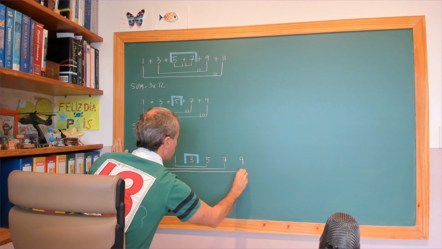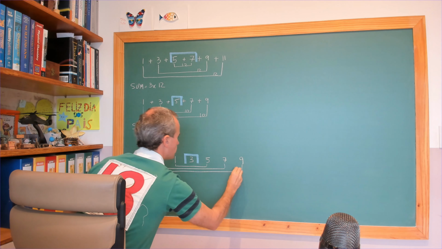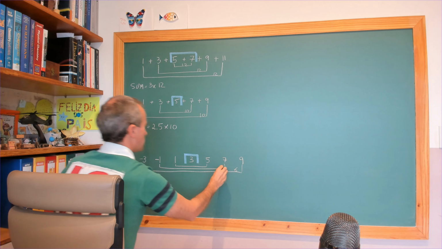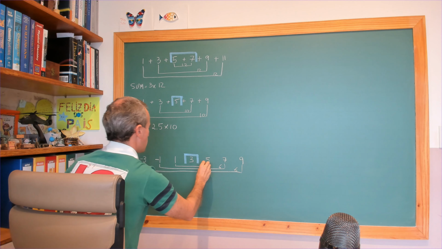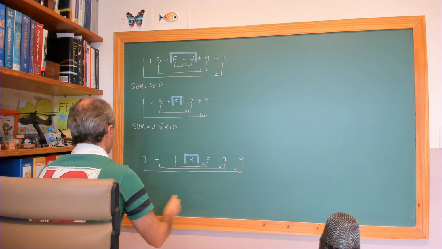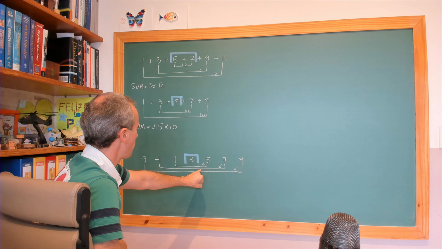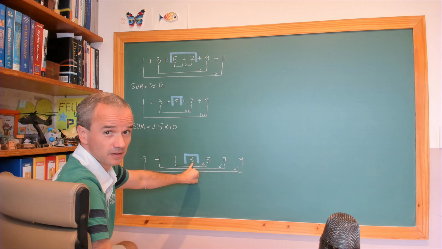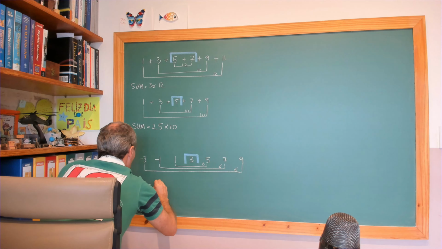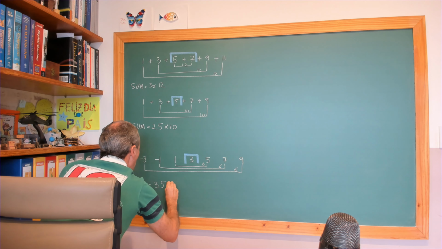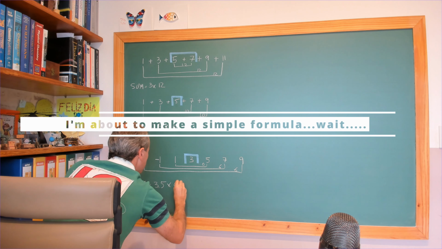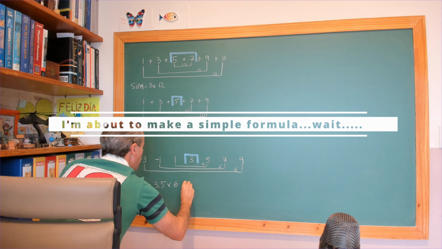Can you see the symmetry? 6. Addition. Another 6. Another 6. So the sum is going to be how many pairs? Let's count. 1 pair, 2 pairs, 3 pairs and half. Agree? So we have 3.5 pairs times the sum. You have to agree with me.